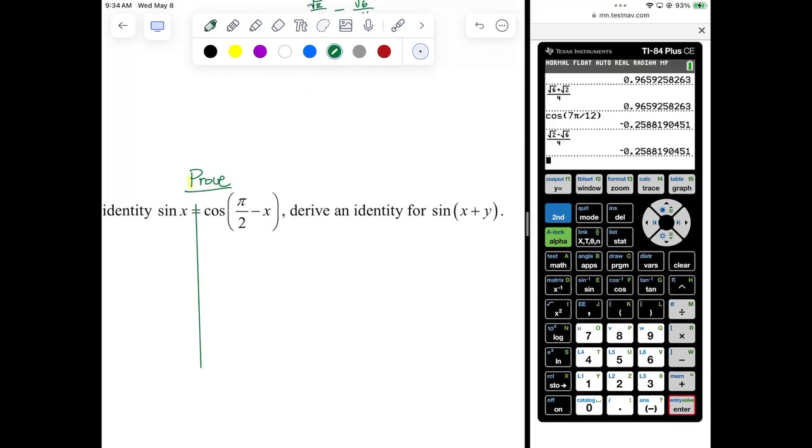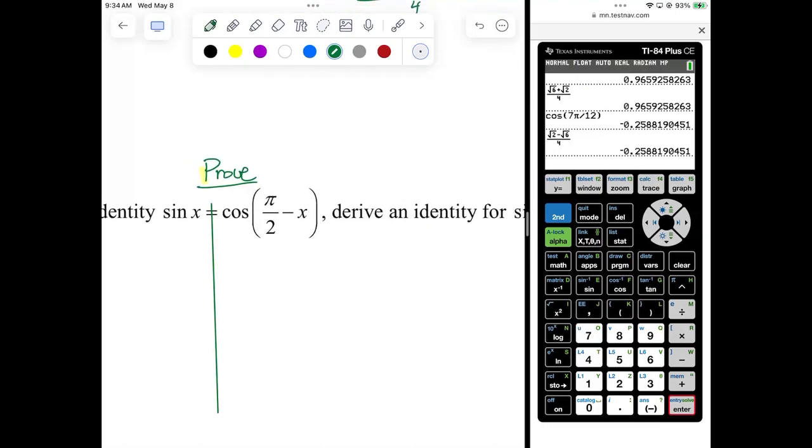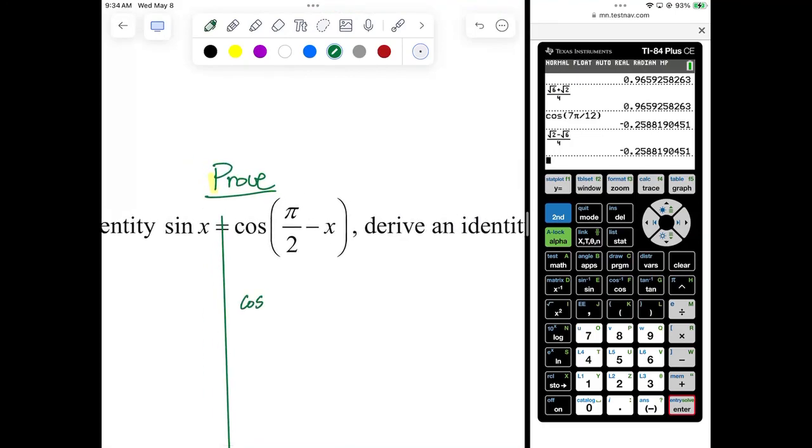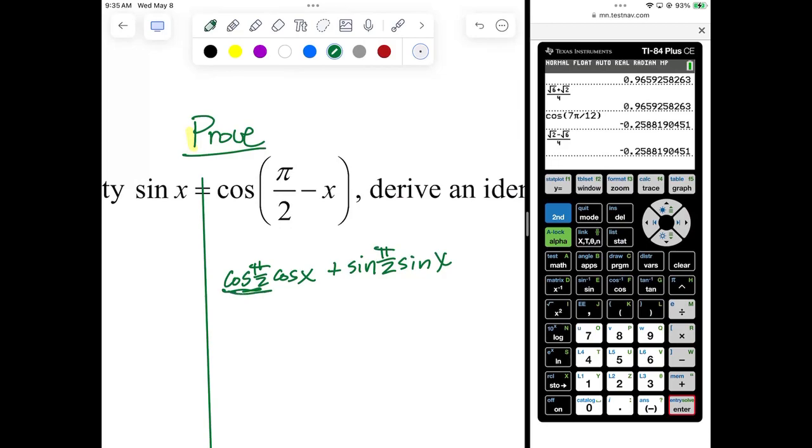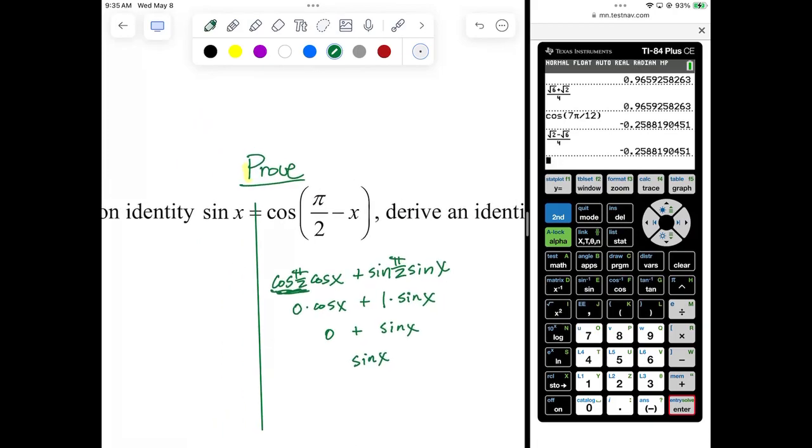Okay, so let's start on the right-hand side. Using the identity, I get cosine of the first, cosine of the second, plus sine of the first, sine of the second. That's using the identity. We couldn't prove the cofunction identities until we had the composite identities. Now, what's cosine of pi halves? So I get 0 times cosine of x plus, what's sine of pi halves? 1 times sine of x. What's 0 times anything? 0. So I get 0 plus sine of x, and I get what? Sine of x. We just proved the identity.